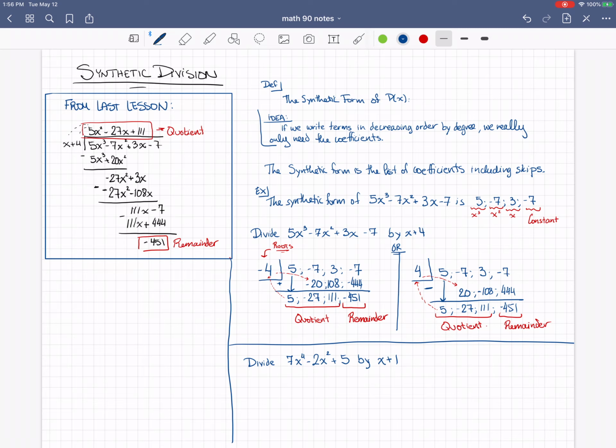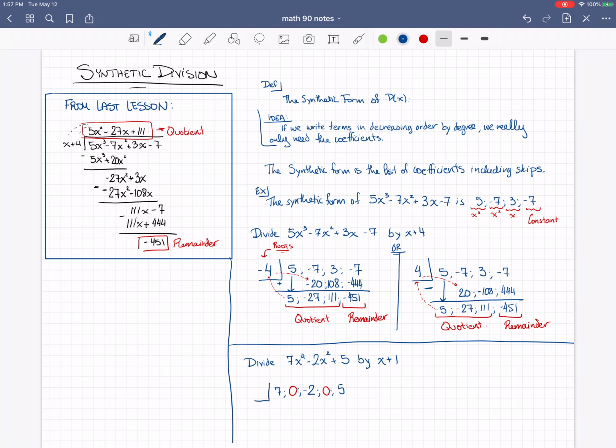So when I write the synthetic form, watch carefully. I have 7. That's my x to the fourth term. The next one would be x cubed, but I don't have a visible x cubed term, so I put a placeholder 0. The next is the x squared term. I have that, so I put -2. And again, from negative 2x squared to 5, I again have a skip. So I put another placeholder 0 there, and then finally my 5.